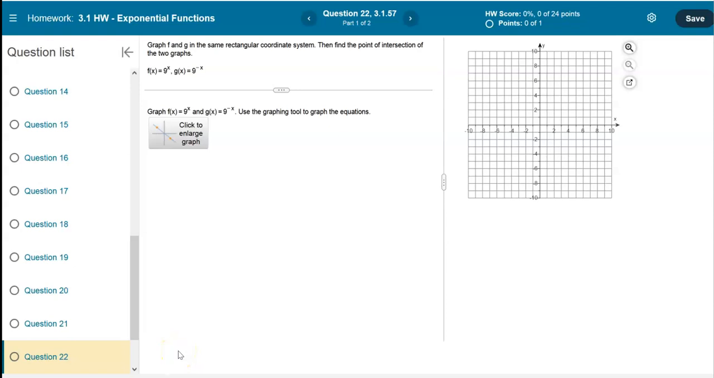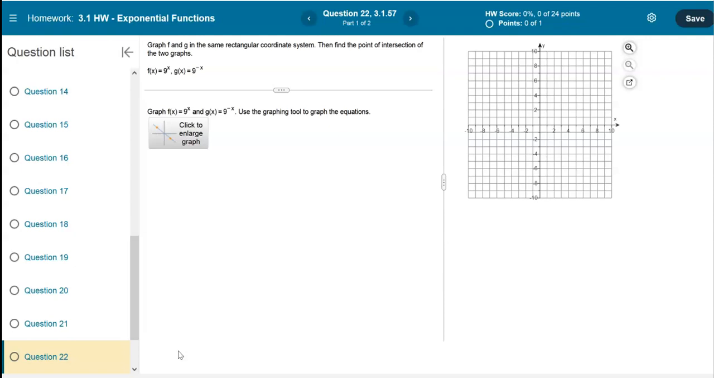Hello, I'd like to talk about a homework problem in section 3.1, and this is more about using the graphing tool. So notice we want to graph f of x equals 9 to the x power, and g of x equals 9 to the negative x power. It asks us to graph f and g in the same rectangular coordinate system, and then find the point of intersection of the two graphs. So they want to know where these two graphs intersect each other.